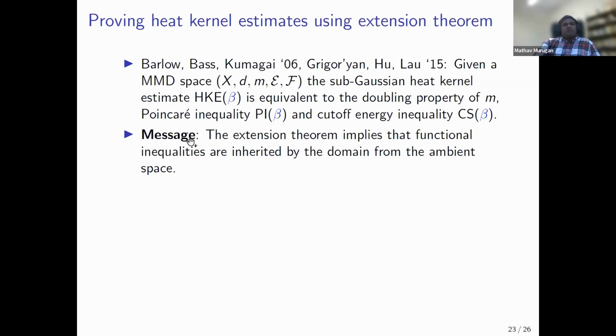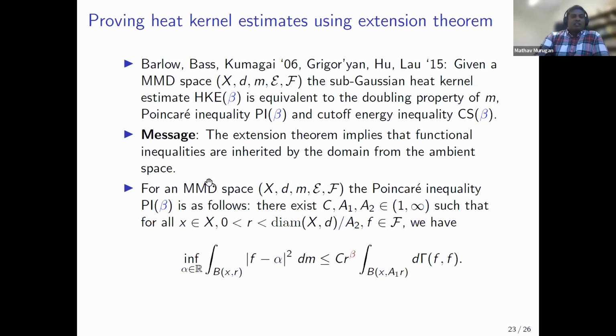And okay, the main message that I want to convey through this talk is that the extension theorem that I mentioned implies that functional inequalities can be inherited from the ambient space to the domain. And I want to illustrate this just using this example of the Poincaré inequality. The proof for the cutoff energy inequality is very similar to the proof of the Poincaré inequality. So let's see how this works.